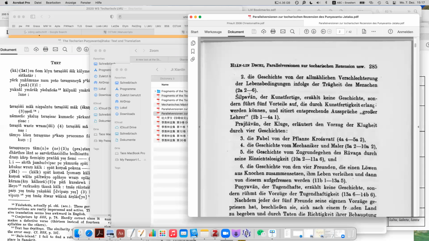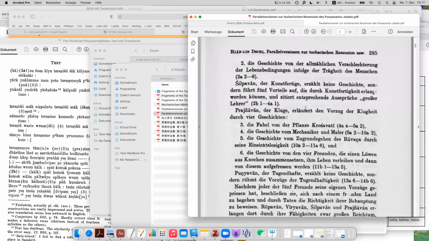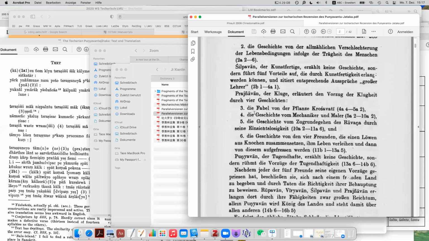For these 5 verses, we have a good parallel text, the Sanskrit Shilpa Sutra. And then comes the 4th figure called Prajnavan. Actually, he talks quite a lot. Among his stories, the Mechanic and Painter is one of the most important and famous Tocharian stories.